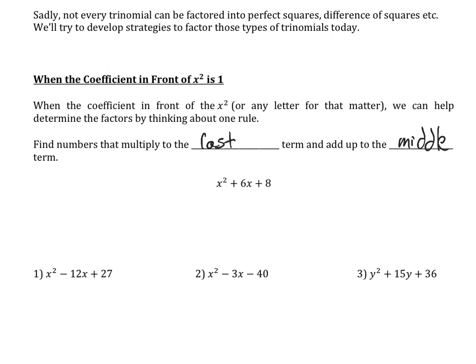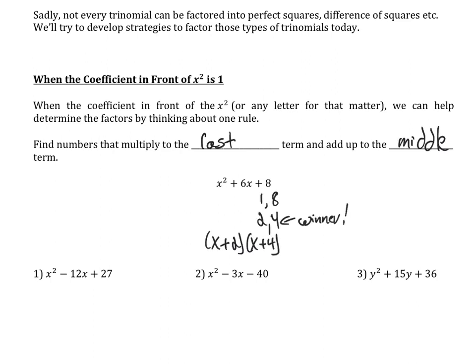What are some factors of 8? Well, I know 1 and 8 are factors. 1 times 8 does equal 8, but does 1 plus 8 equal 6? It does not, which tells me that's not one of the solutions. Another possible solution could be 2 and 4. Those are also factors of 8. Does 2 times 4 equal 8? Yes. Does 2 plus 4 equal 6? It does. Hence, this is our winner, right? So it's going to factor to x plus 2 times x plus 4.